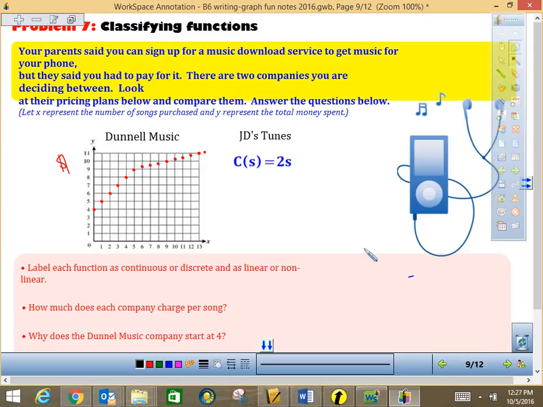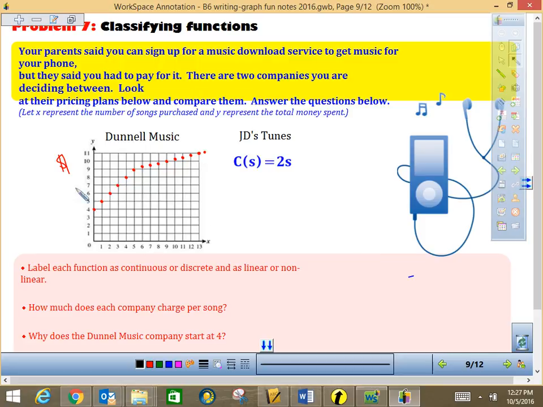So now we have to classify our functions. Again, on the test on Monday, you're going to be asked to classify. It says your parents can sign you up for a music download service to get music for your phone, and you have to pay for it. Here are the 2 companies that you're deciding between. Look at their pricing plans, compare, and answer the question. X represents the number of songs purchased, and Y is the total amount of money spent.